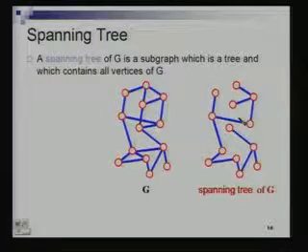G has to be connected. If G is not connected, then there is no notion of a spanning tree. If G is not connected, then no subgraph of G can be a tree, or cannot be a spanning tree, sorry.